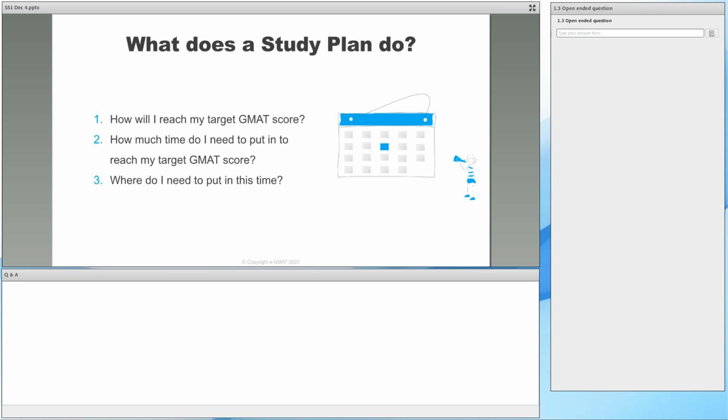First is this question of how will I reach my target GMAT score, which means there are about 30 ways to get to a score of 740. Which path am I going to take? Which path is the most efficient one for me to get to that target GMAT score? It's really important to decide which path you take.